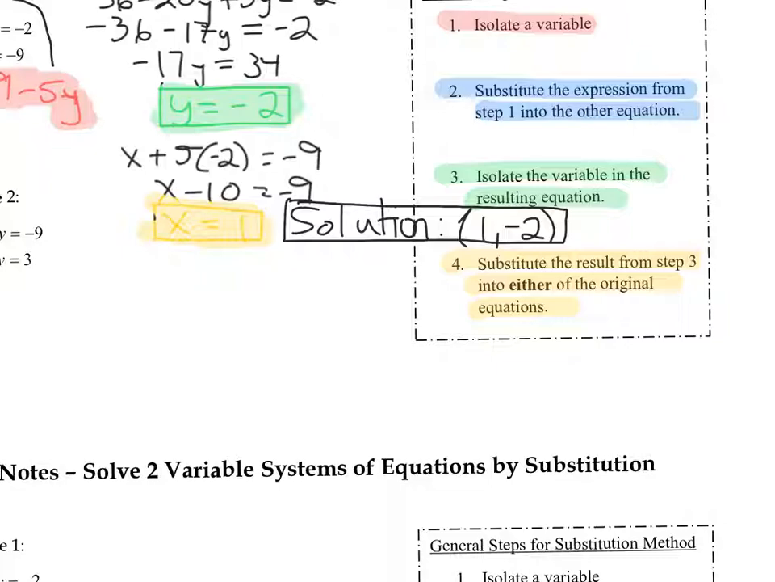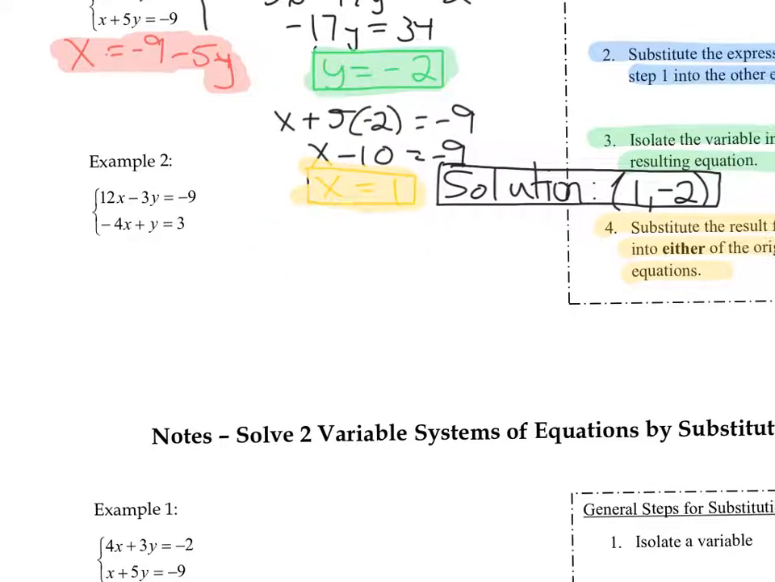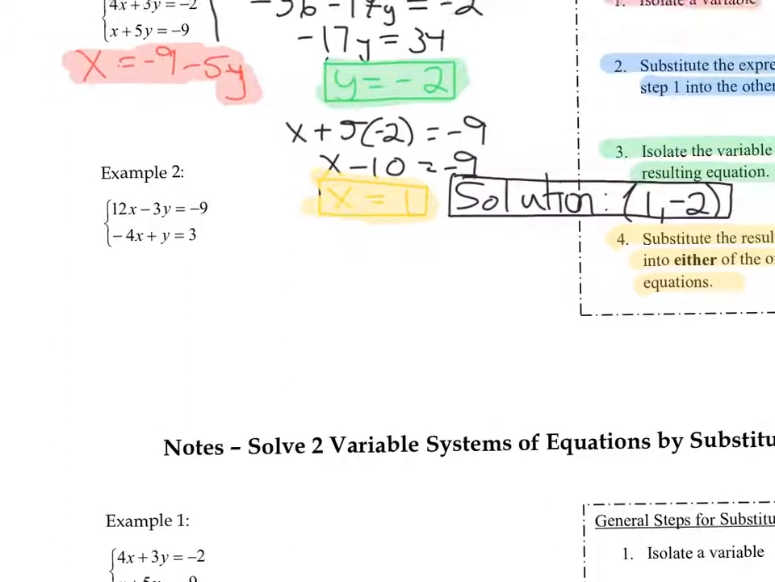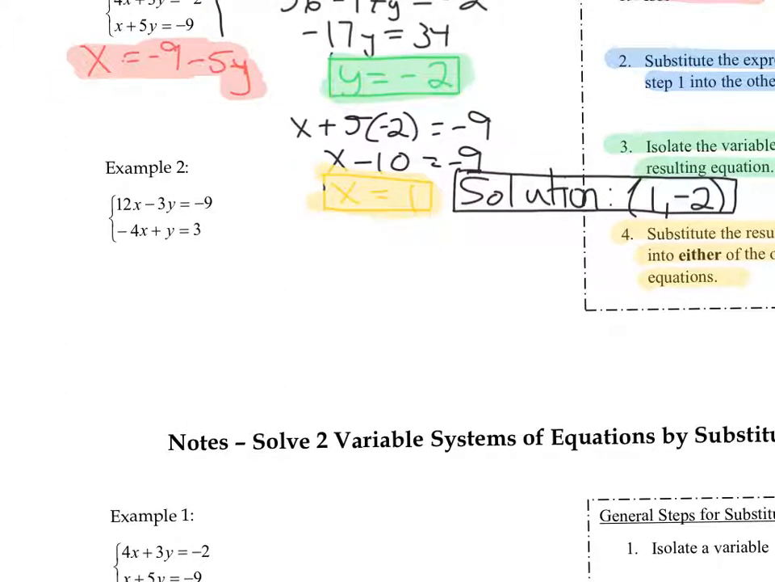Now we can do this again for the second one. Let's start by isolating one of the variables. So it looks like for the second equation, we can easily isolate this y. So for the second one, I'm going to add 4x to the other side, so y equals 3 plus 4x. And that right there is already isolated. That was easy. So this is the red step.